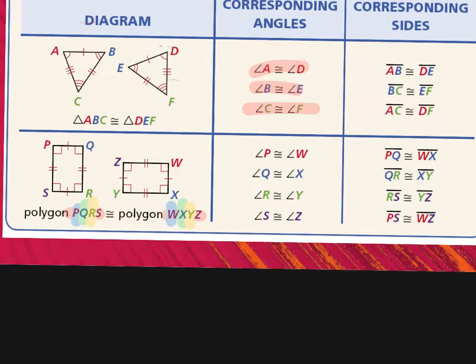And then the sides just go in twos. PQ would match WX, QR would match XY, RS would match YZ, and then the first and the last, PS, would match WZ. So you can either use the picture or a congruent statement. And sometimes you won't get a picture. You'll only get the congruent statement. So you've got to make sure you know how to read both of them.